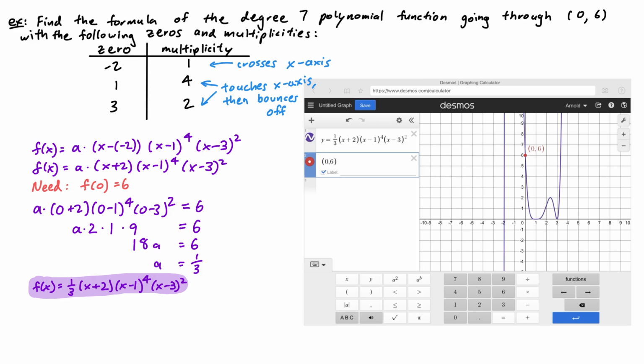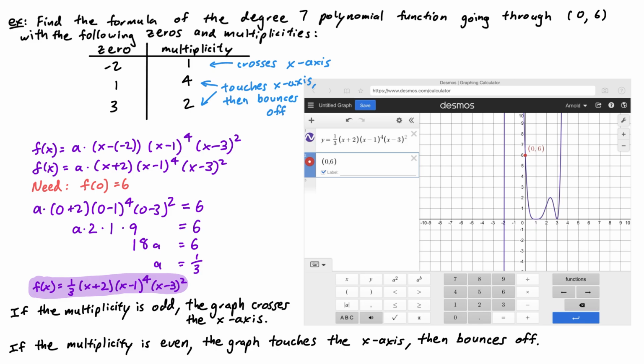So just like our previous example, when the multiplicity is even, like 4 and 2, the graph will touch the x-axis and then bounce off at these x-intercepts. And when the multiplicity is odd, the graph will cross the x-axis at our x-intercept. And this pattern is true in general. If the multiplicity is odd, the graph crosses the x-axis, and when the multiplicity is even, the graph touches the x-axis and bounces off. It does not cross the x-axis.